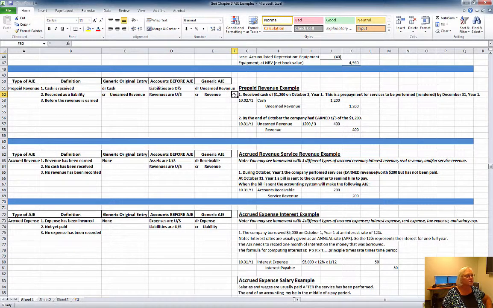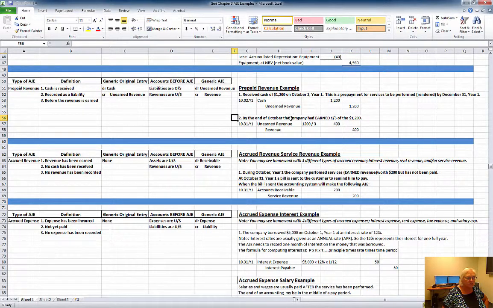So here's an example. Let's say we receive some cash of $1,200 on October 2nd. This is a prepayment for services to be performed or to be rendered by December 31 of year one. And we're in October. So on October 2nd, we're going to make a journal entry to debit cash and credit our liability account, unearned revenue of $1,200.